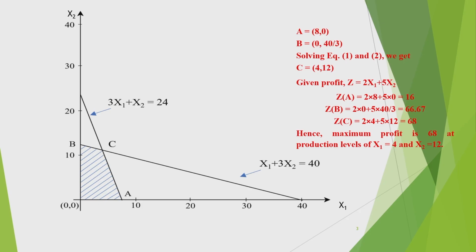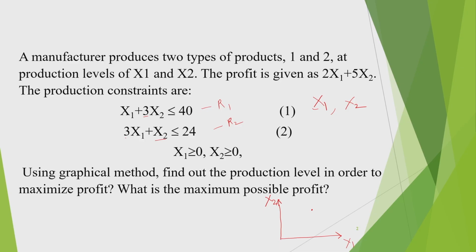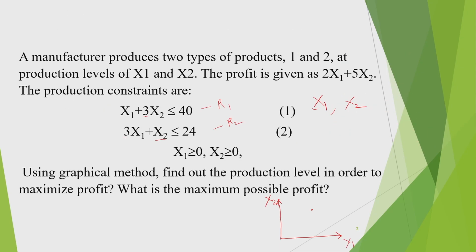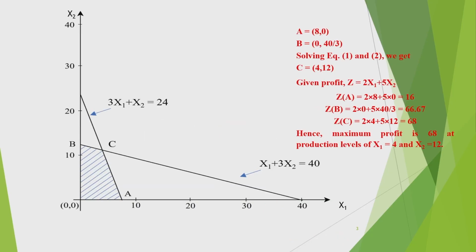See, one constraint is that x1 plus 3x2 is smaller than 40. In fact, the constraint was x1 plus 3x2 is smaller or equal to 40. So, we draw a line whose equation is x1 plus 3x2 is equal to 40. How should I draw a line? A line, if you specify 2 points, you can easily draw a line.